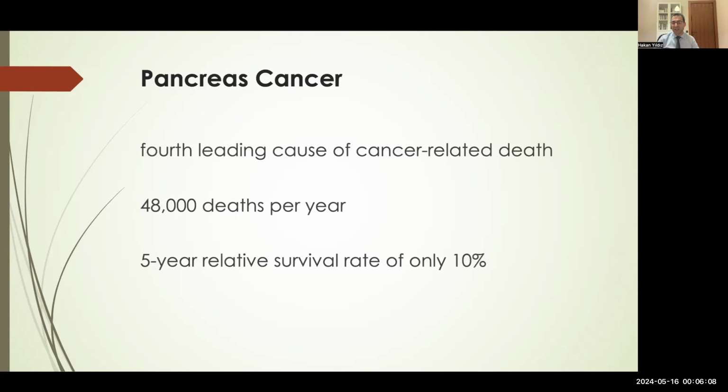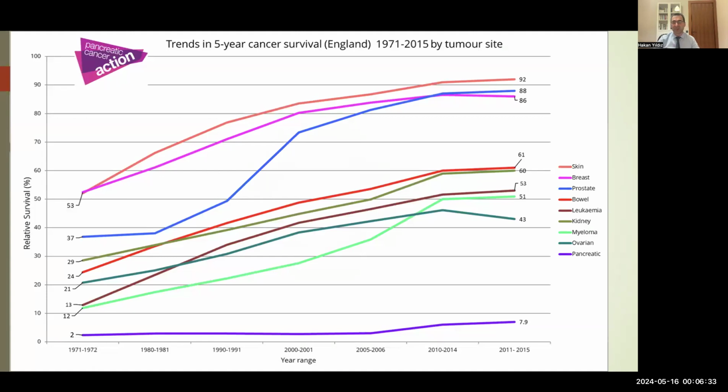And pancreas cancer. EUS is a very valuable device for pancreas cancer diagnosis and staging. It is the fourth leading cause of cancer-related death, with 48,000 deaths per year, and a 5-year relative survival rate of only 10%. It's very low. This is the trend in 5-year cancer survival, and overall cancer survival is better right now.